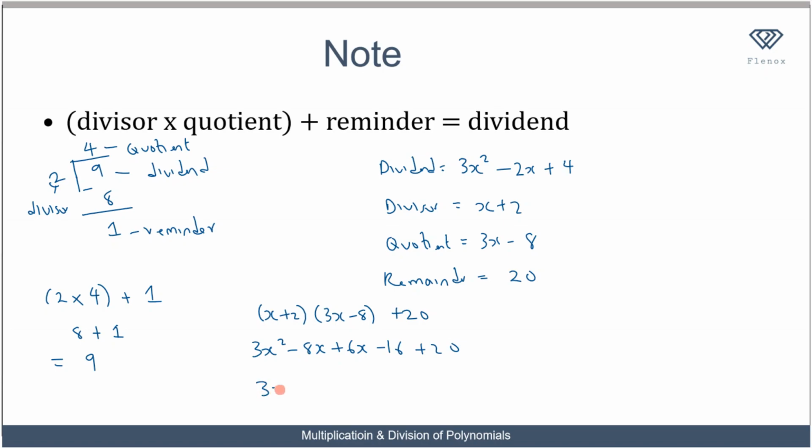So I'm left with 3x squared, then minus 8x plus 6x gives me minus 2x, and minus 16 plus 20 gives me plus 4. So you can see that this is equal to the dividend. In general, the divisor multiplied by the quotient plus the remainder will give me the dividend. This sums up all you need to know with regards to the multiplication and division of polynomials.